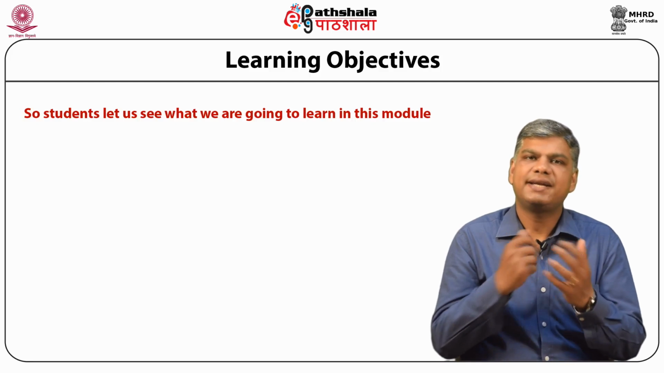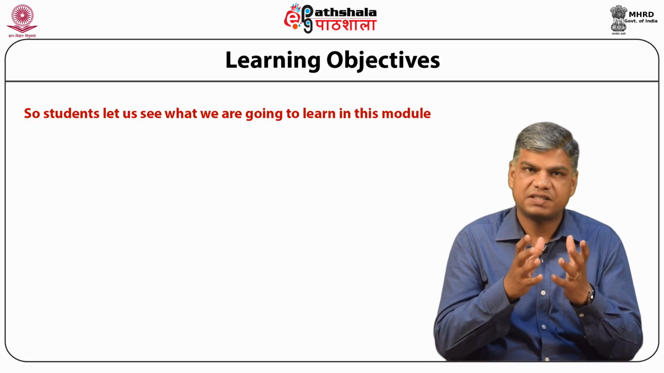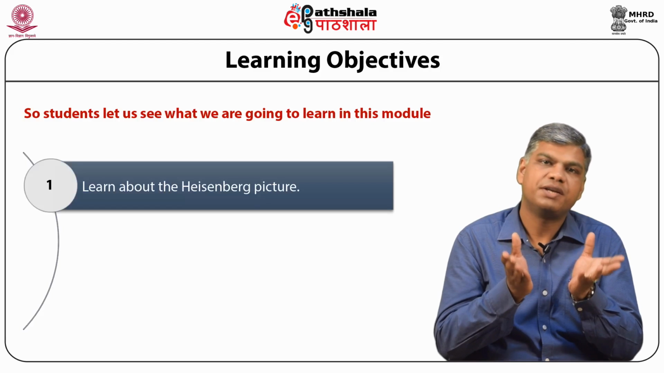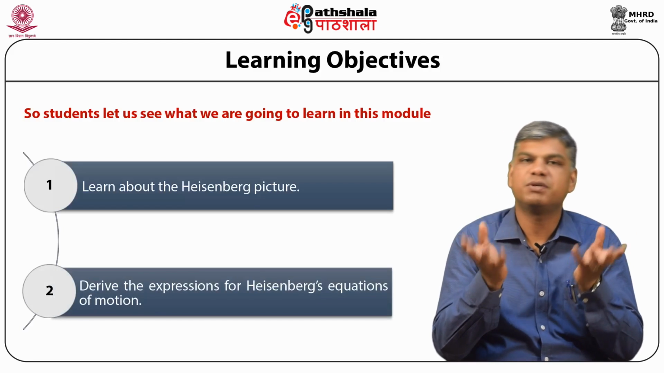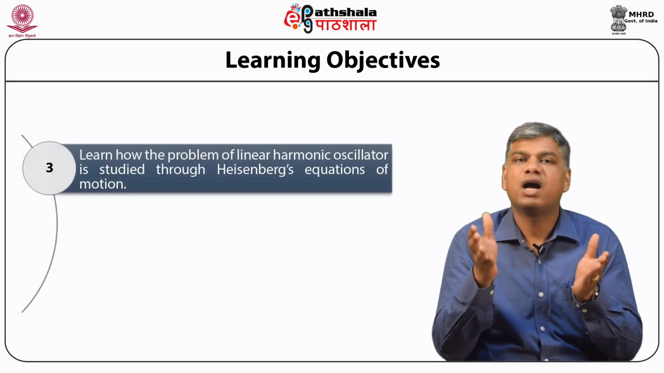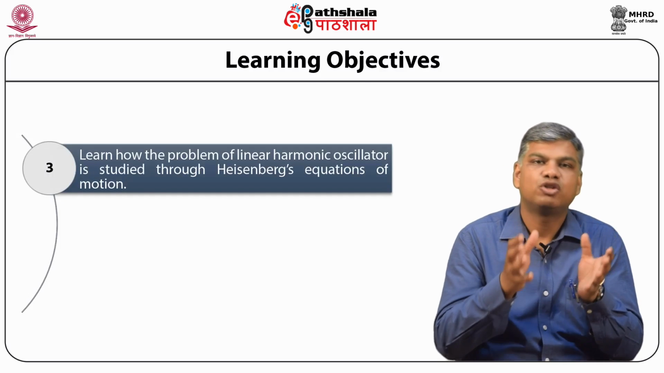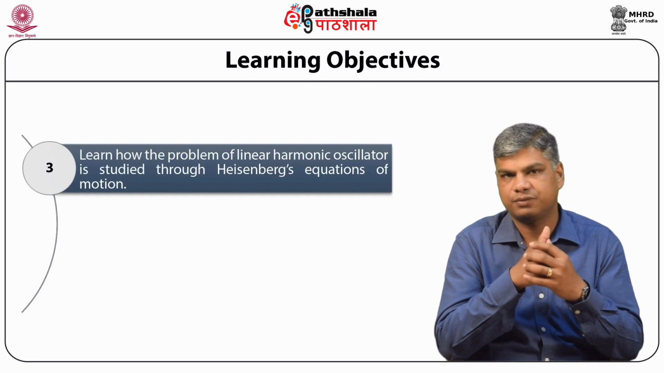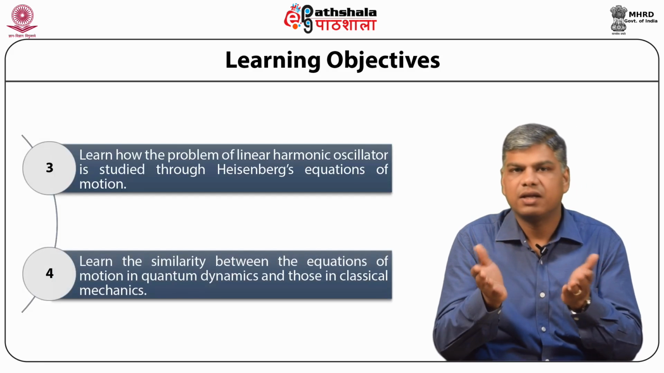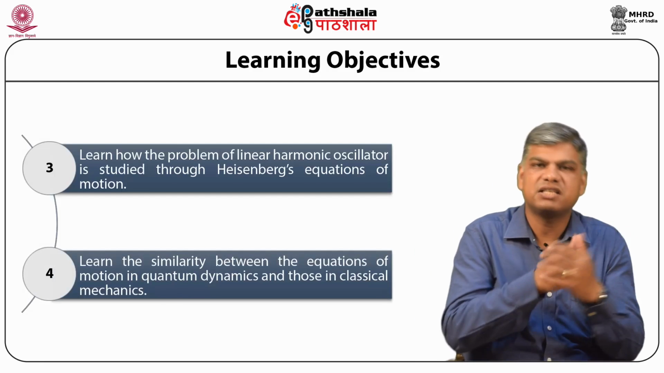So students, let us see what we are going to learn in this module. Firstly, we'll learn about the Heisenberg picture. Then, we'll derive the expressions for the Heisenberg's equations of motion. After that, we'll learn how the problem of the linear harmonic oscillator is studied through the Heisenberg's equations of motion. Then, we'll learn the similarity between the equations of motion in quantum dynamics and those in classical mechanics.